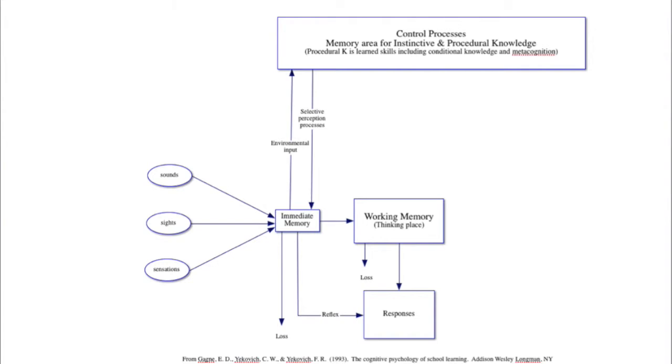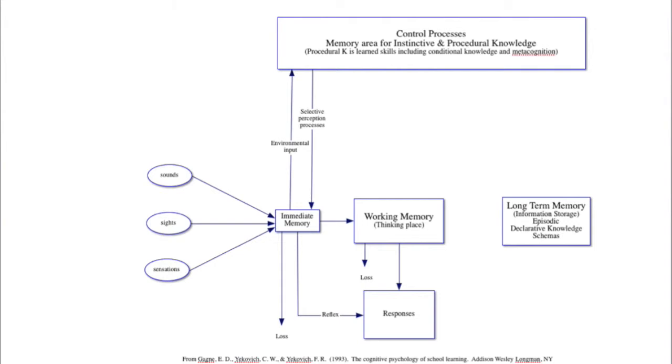The question becomes, if we can't hold all this information in working memory, then how do we account for our ability to think? Well, we need to add another component to our information processing system, and we're going to call this next component long-term memory.